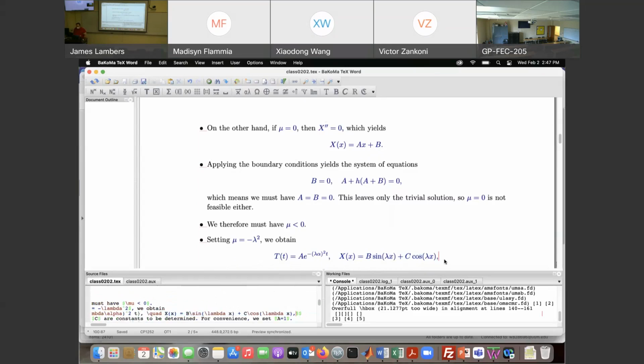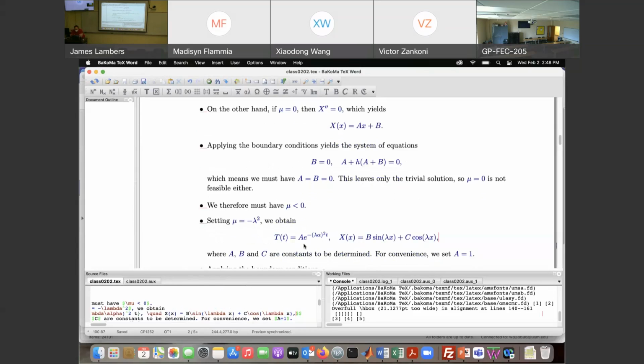In order to find out which, you can apply the boundary conditions. Because at this point, I know that mu is negative. I don't know anything else about it. So we need the boundary conditions to help narrow it down. And we also have these unknown constants, A, B, and C.